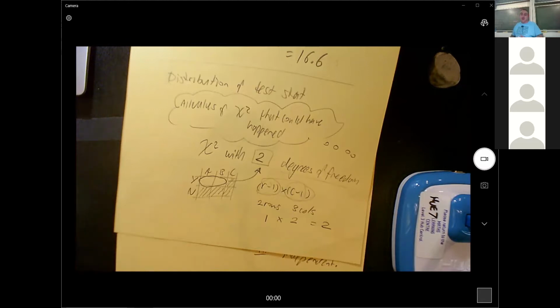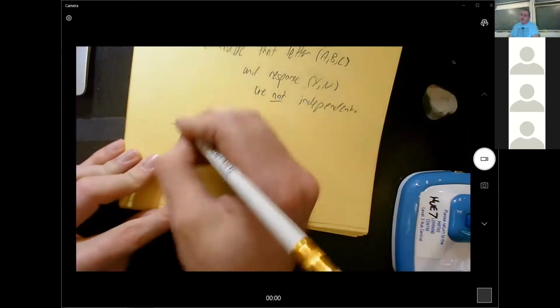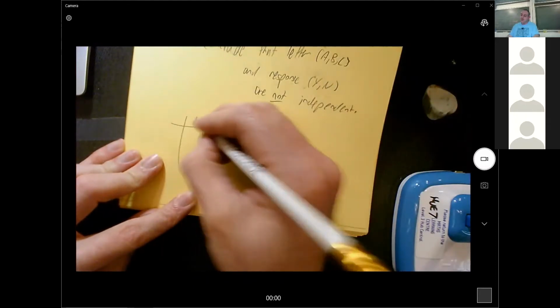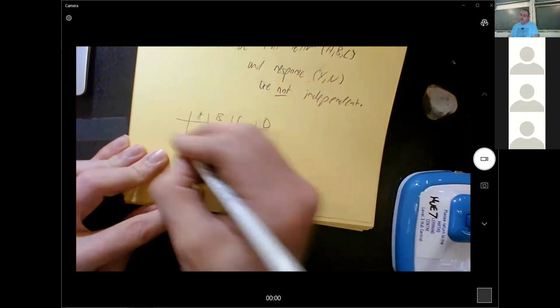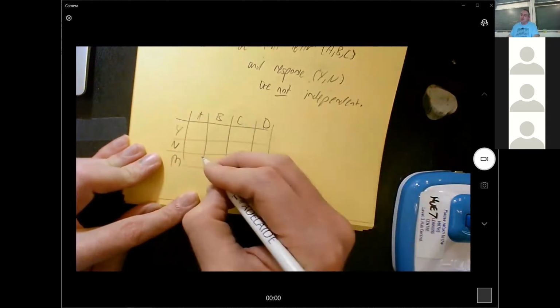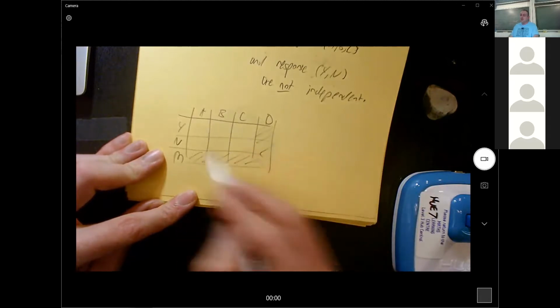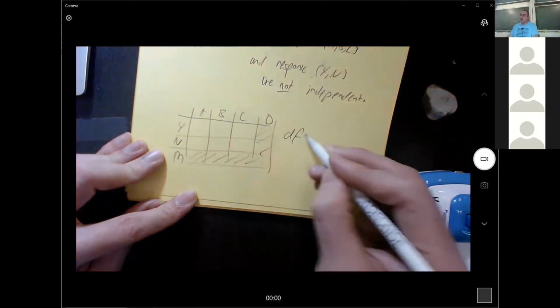That's right, with the table method, I just need to cross out the outer row and the outer column and count the inner boxes. Yep, exactly. So for example, if I had a table like this, I could cross this out, there's 6 boxes left, so the degrees of freedom will be 6.